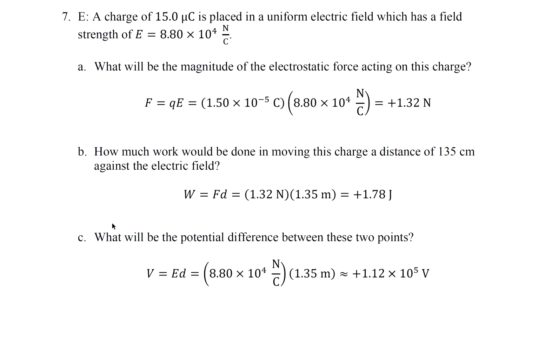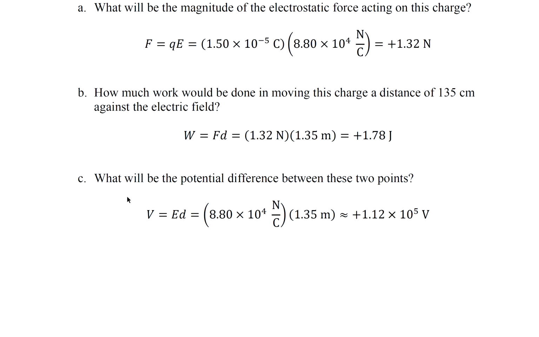Part C, what will be the potential difference between these 2 points? So V equals ED. So this is a uniform electric field, and parallel plates have a uniform electric field. So we could use this equation.